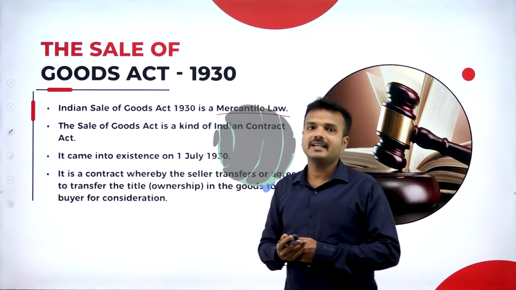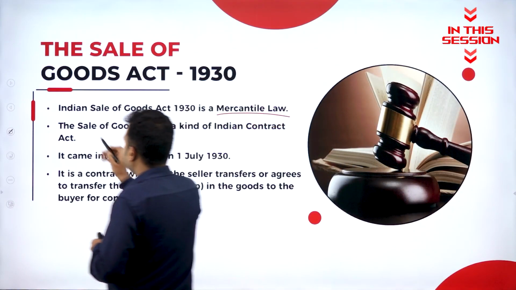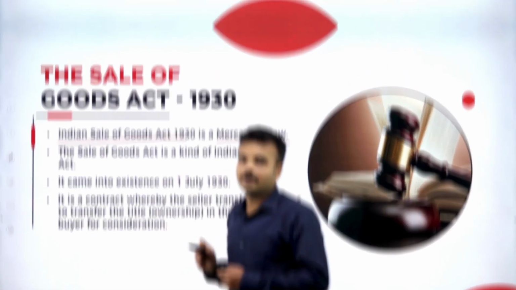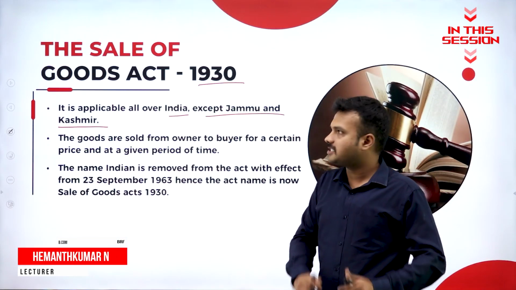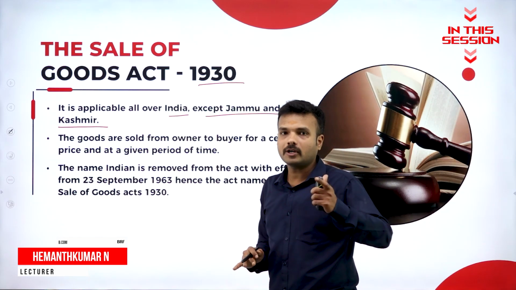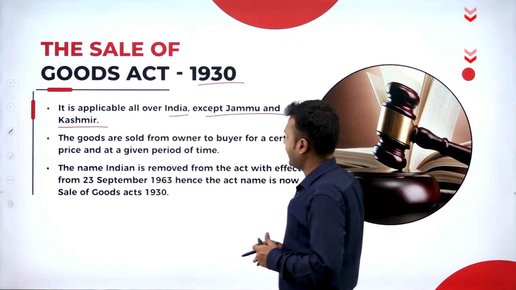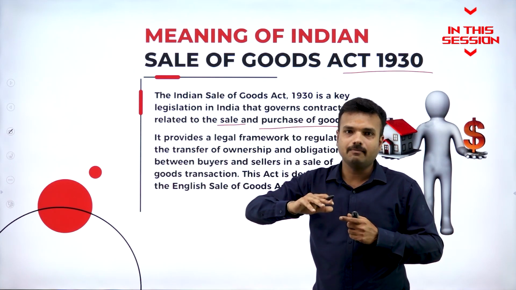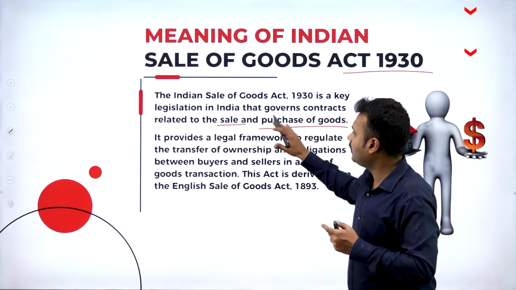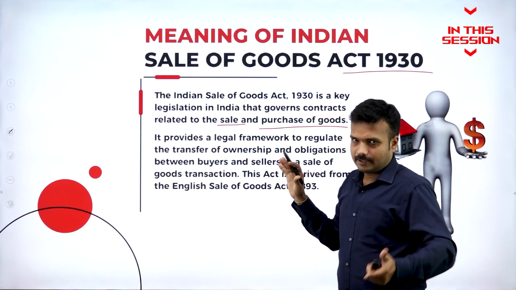This Sale of Goods Act 1930 was named as Indian Sale of Goods Act 1930. Indian Contract Act is not applicable for the state of Jammu and Kashmir. In the same way, the Sale of Goods Act is also not applicable for the state of Jammu and Kashmir. This Sale of Goods Act is not applicable for the land and building. Okay, so it can be only applicable for the movable goods.